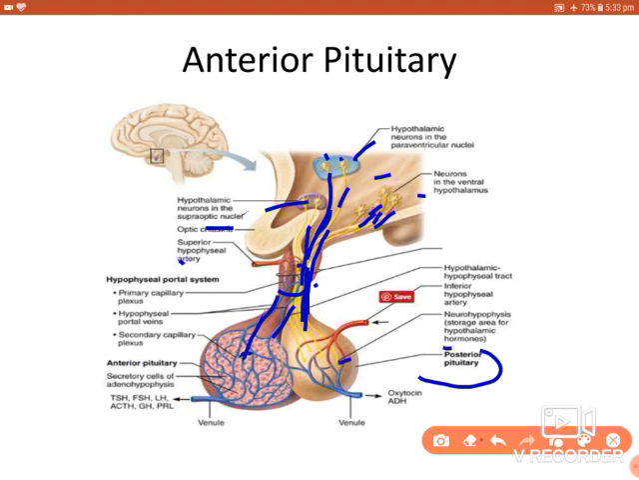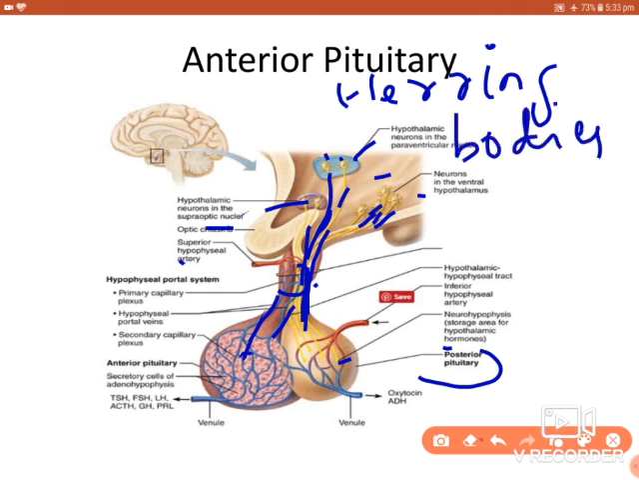That region is the Herring bodies. These axons contain secretory vesicles. So the secretions reach the posterior pituitary, get stored in the Herring bodies, and get released into the capillary plexus here. From there, it goes to the venules, then to the systemic circulation.